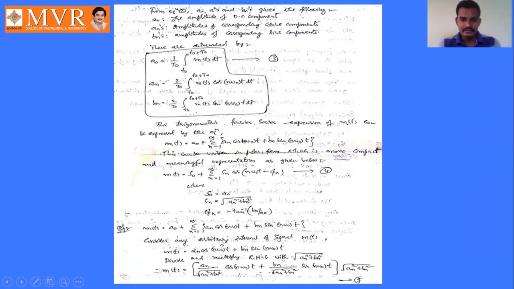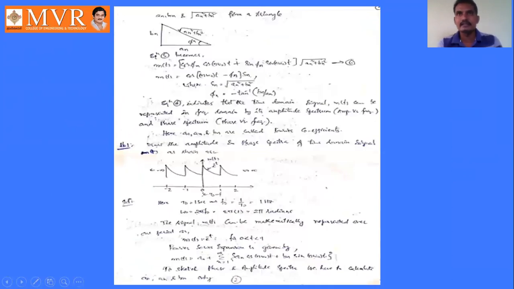Okay, and this is the proof for this polar form. We are taking the basic arbitrary signal m of t as m of t equal to an cos n omega naught t plus bn sin n omega naught t. Divide and multiply the right hand side by square root of an square plus bn square, so that it becomes equation number 5. After that, we consider the right angle triangle with sides an, bn, and square root of an square plus bn square, with phase angle phi n.